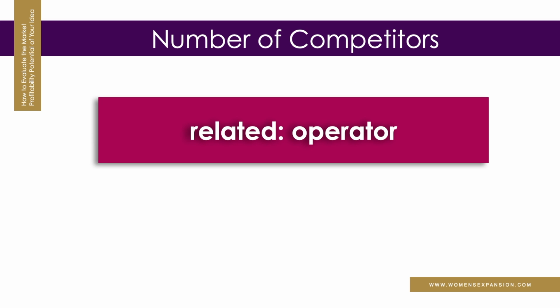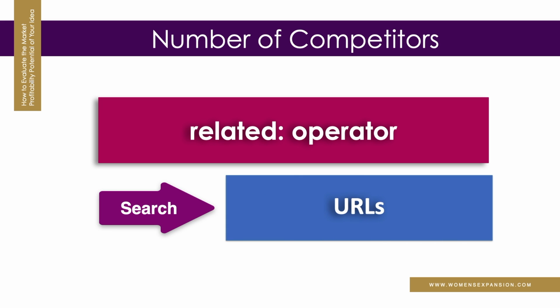Once you have a list of competitors from that search, you can use these to find others. Google has the related operator. This operator works best when used with URLs, which you have from the previous section.